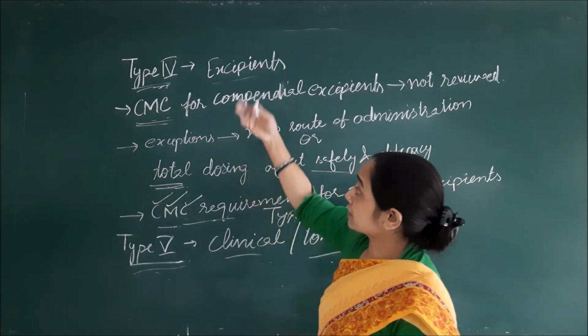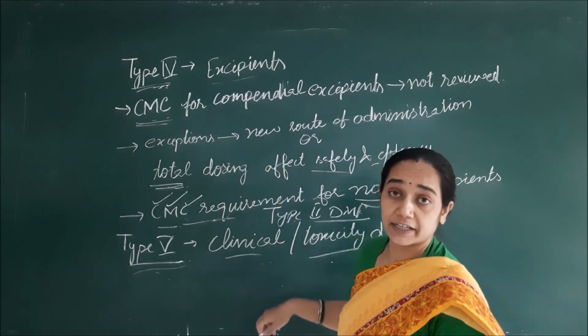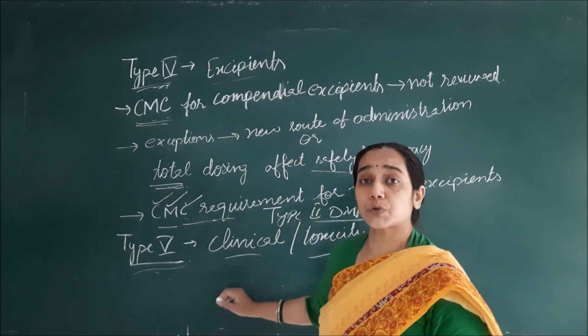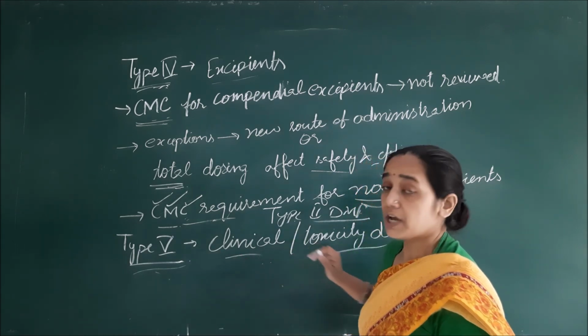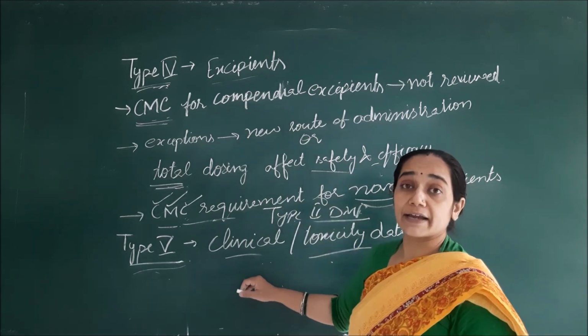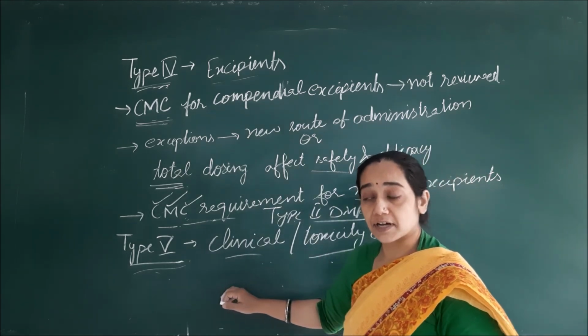miscellaneous, meaning it contains all the information. Sometimes it contains the information of type 1, then type 2, type 3, type 4. It should exclusively include all the information about the clinical part and the toxicological part of a particular kind of product or substance.